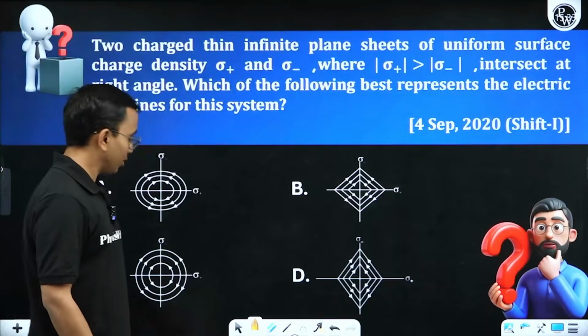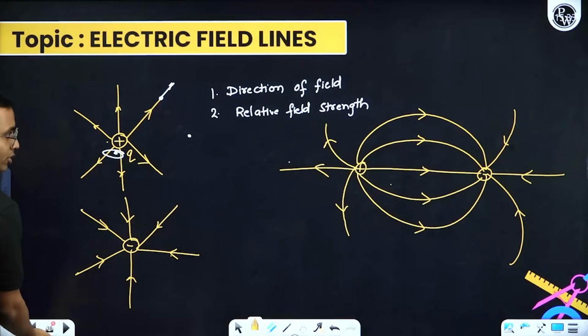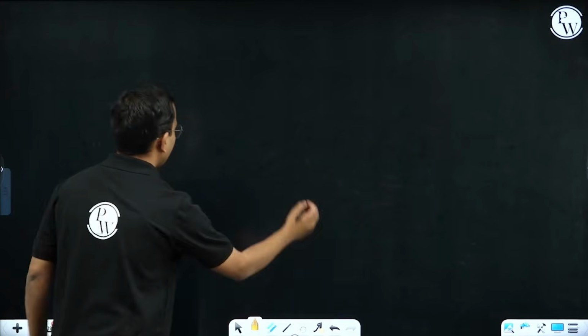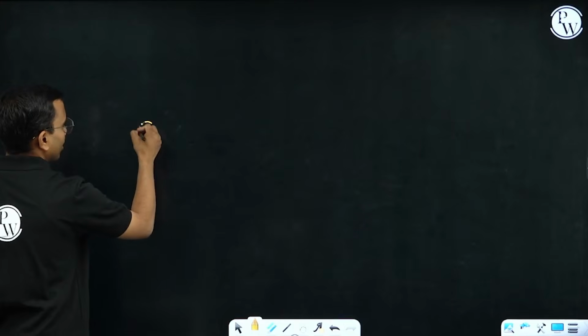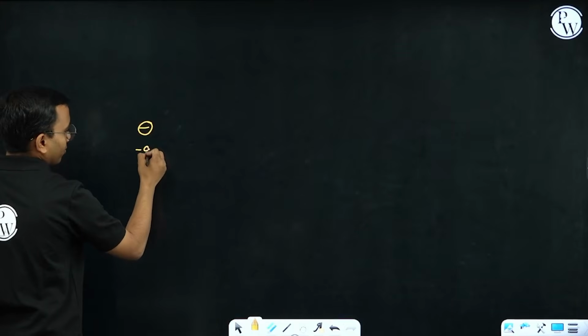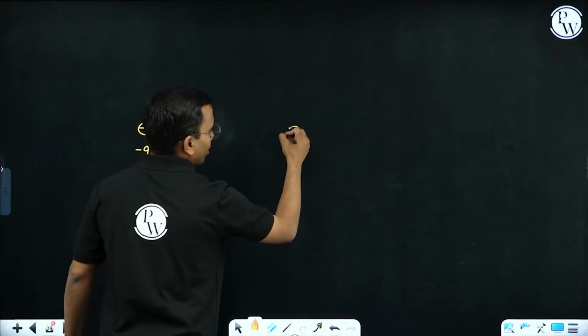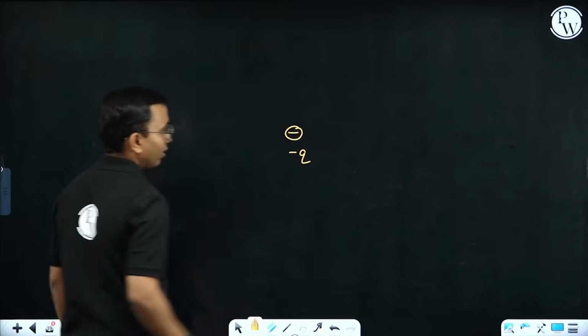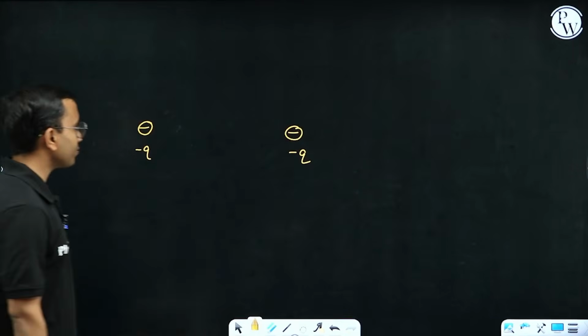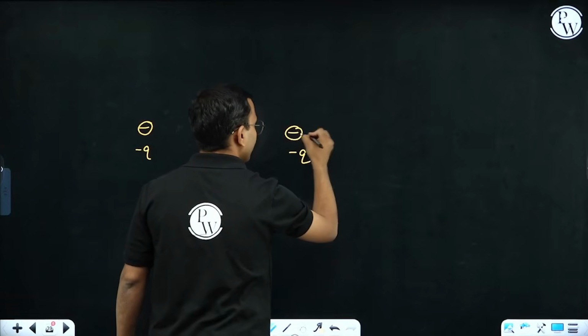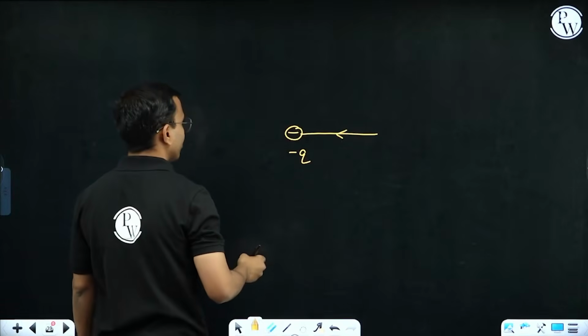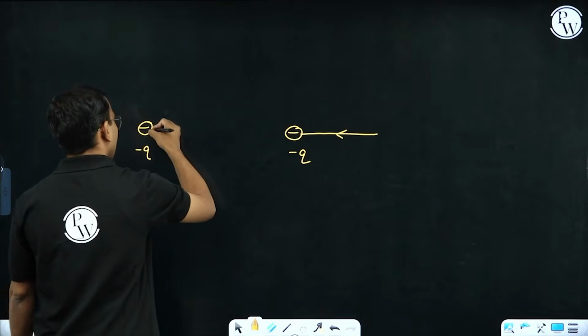Now, one more thing I can show you. This was due to positive; I can show you due to negative also. Let us take two negative charges, minus q, minus q. How will we draw the field? Field lines will come and end at minus q.